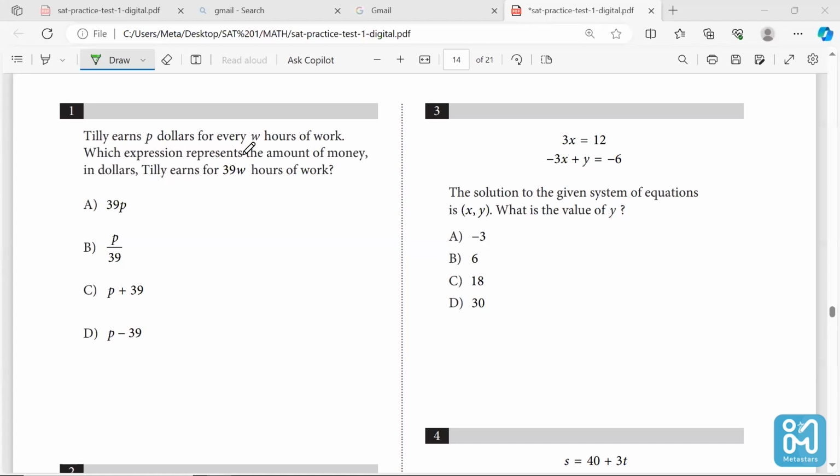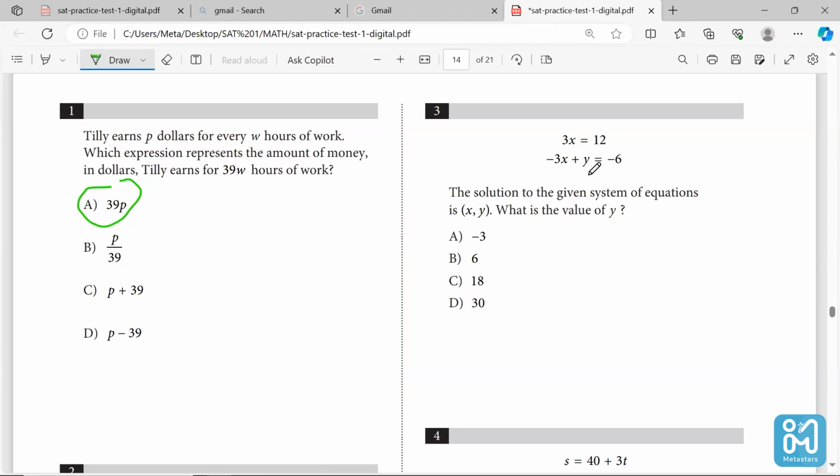Somebody earns B dollars for every W hours of work. Which expressions represent the amount of money in dollars? In 39, so clear, I have 39p because I'm talking about P dollars in one hour, or in W hours, yes, I have 39W, so it's going to be 39.